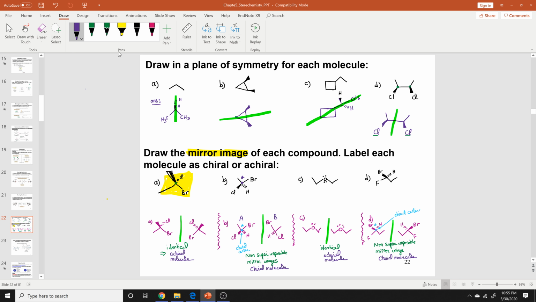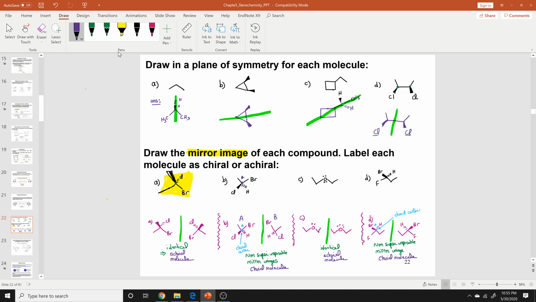Diethyl ether: I can simply draw a plane of symmetry through this oxygen here. It cuts the molecule in half. If I am able to do this, then I'm going to end up having identical structures. So the molecule and its image are the same. I cannot draw a mirror image in this case, so I would say that the molecule is achiral. It is because I don't have a chiral center with 4 different groups around it.